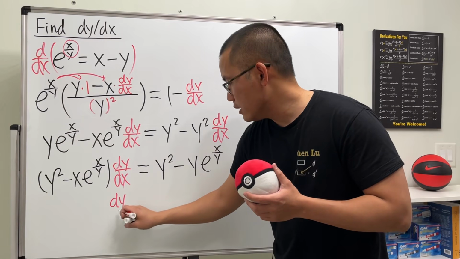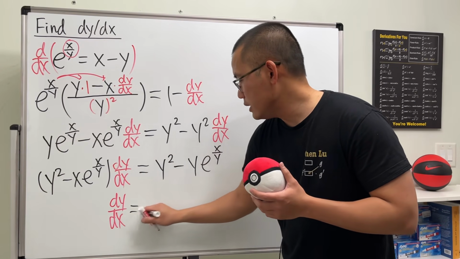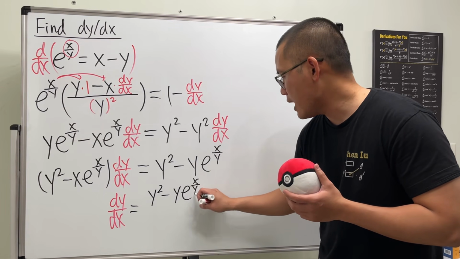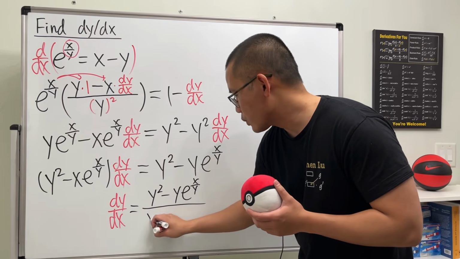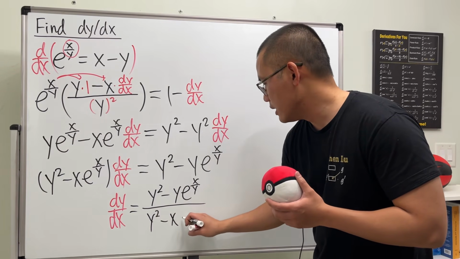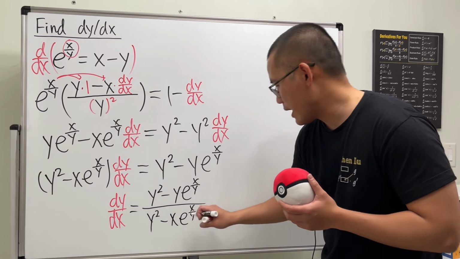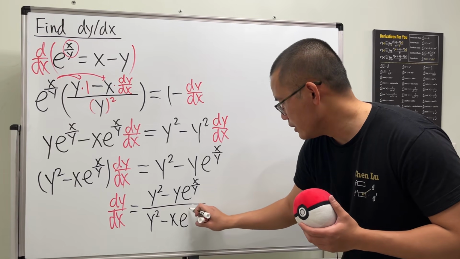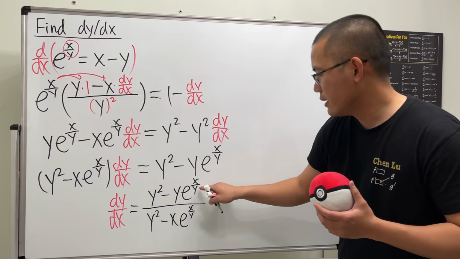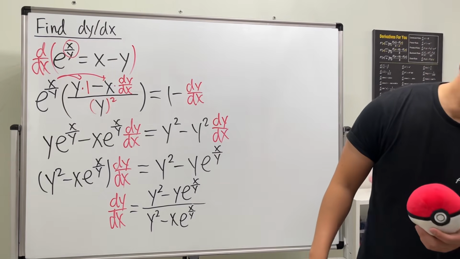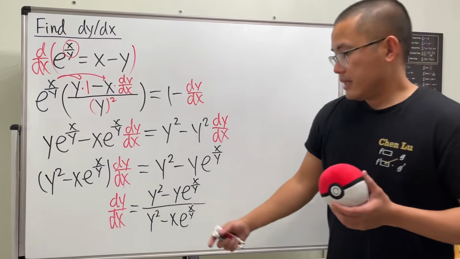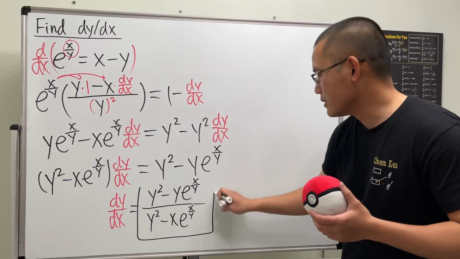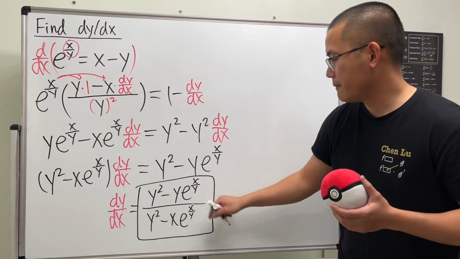So, ladies and gentlemen, dy/dx is equal to y squared minus y times e to the x over y, over y squared minus x e to the x over y. Let me just write it down a little better. Yeah, e to the x over y, because this is in the exponent. And the answer in the back of the book, they factor out the y, but this is definitely okay. I'm not going to be bothering with factoring out the y. So that's it.